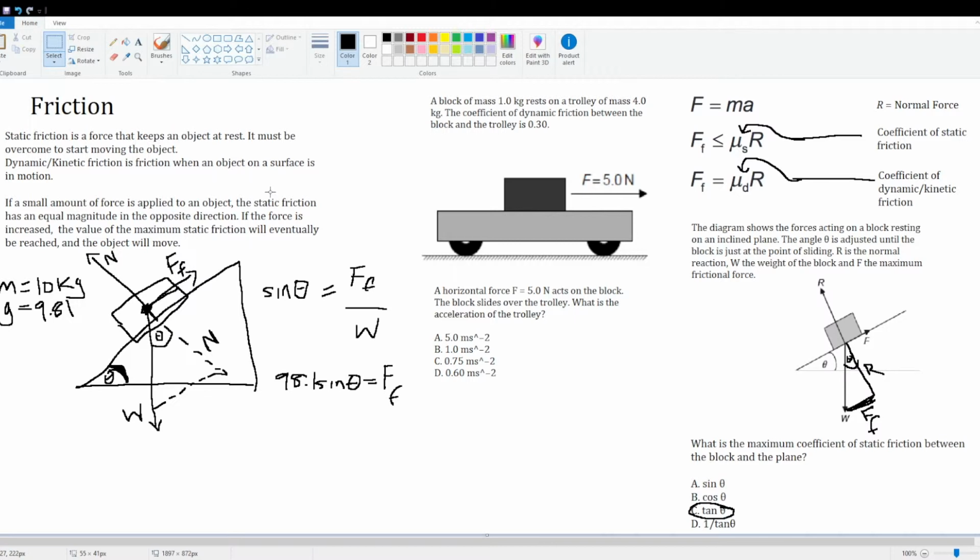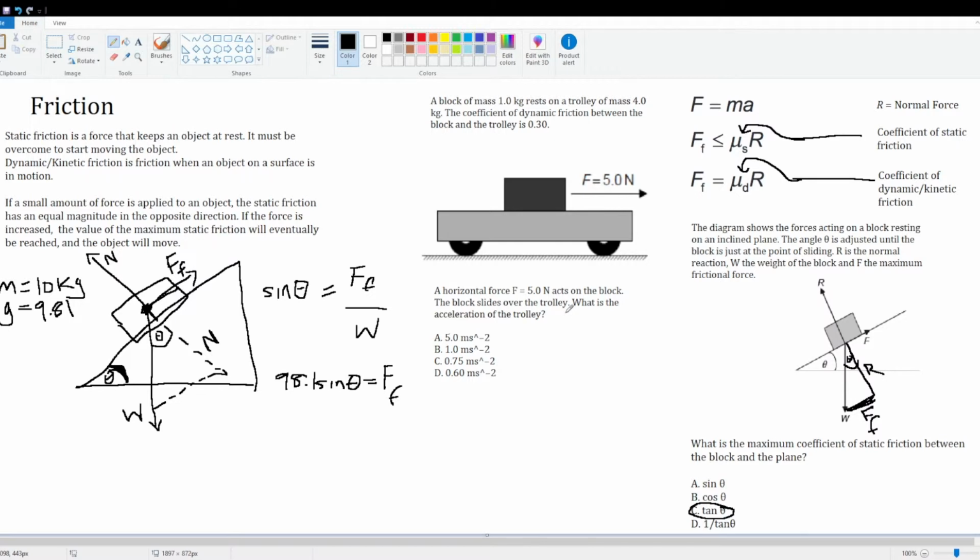So, a block of mass 1 kilogram rests on a trolley of mass 4 kilogram. The coefficient of dynamic friction between the block and the trolley is 0.3. Now, notice there's no units. That's because it's a ratio, and ratios do not have units. So, just quickly, rearranging this equation, it's F over R, and that's a ratio, so you would not assign a unit to a ratio. Anyway, a horizontal force of 5 newtons acts on the block, and the block slides over the trolley. What is the acceleration of the trolley?